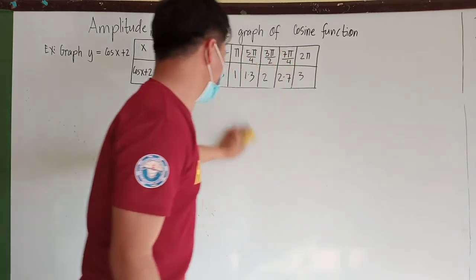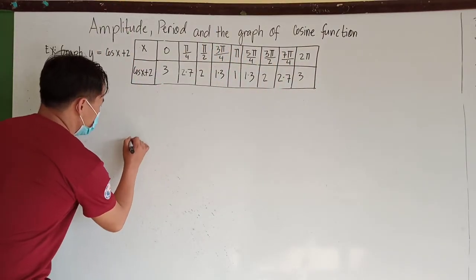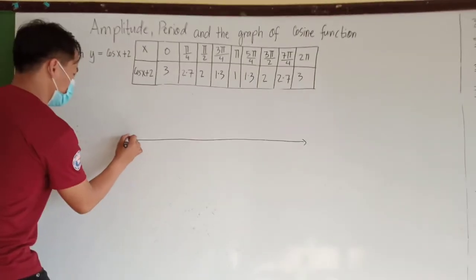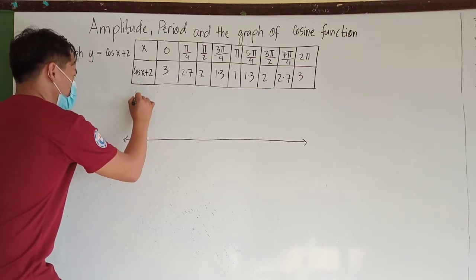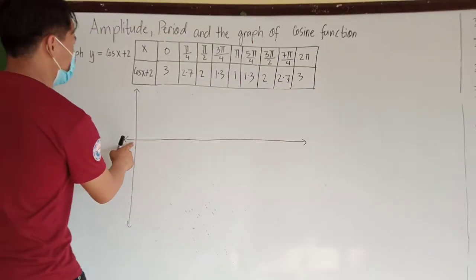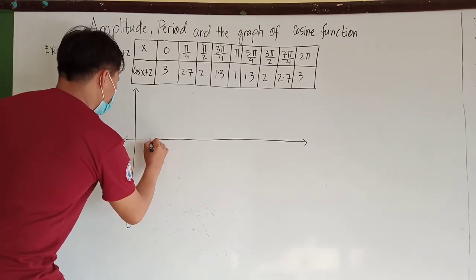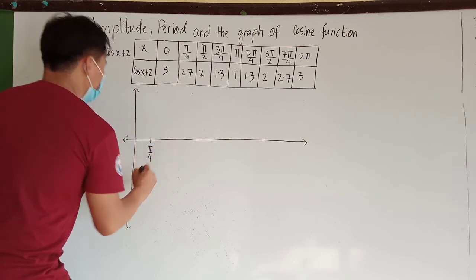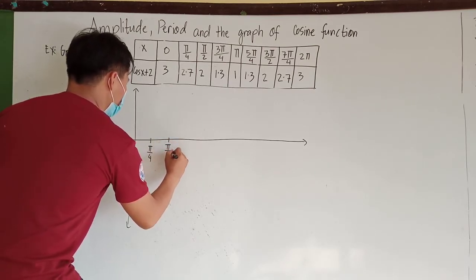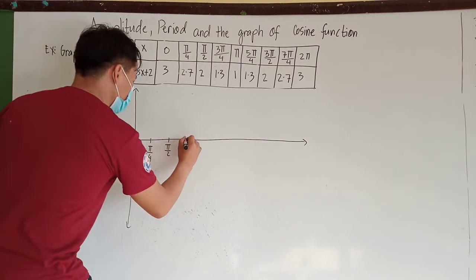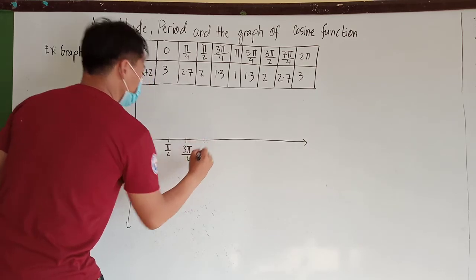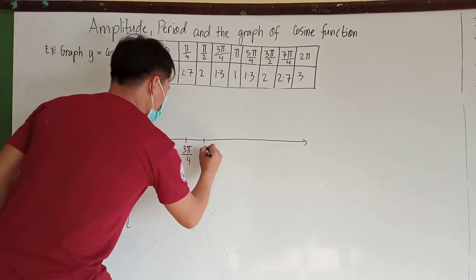Okay, so let us draw the rectangular coordinate plane. So we have here the horizontal line, and we have here the vertical line. We will start with 0, and we have here pi over 4. Next we have pi over 2, followed by 3 pi over 4, followed by pi.